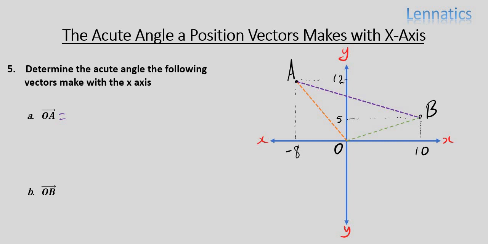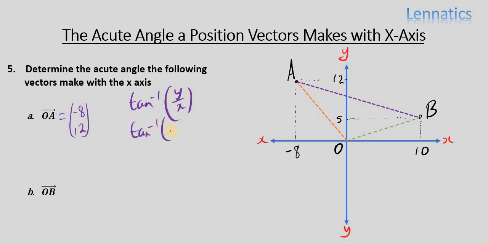In this video, we're looking at the acute angle a vector makes with the x-axis. So we have vector OA, and its components are -8 and 12. And the formula we use to calculate the angle the vector makes with the x-axis is tan inverse of the y component divided by the x component. And so we're going to write tan inverse.